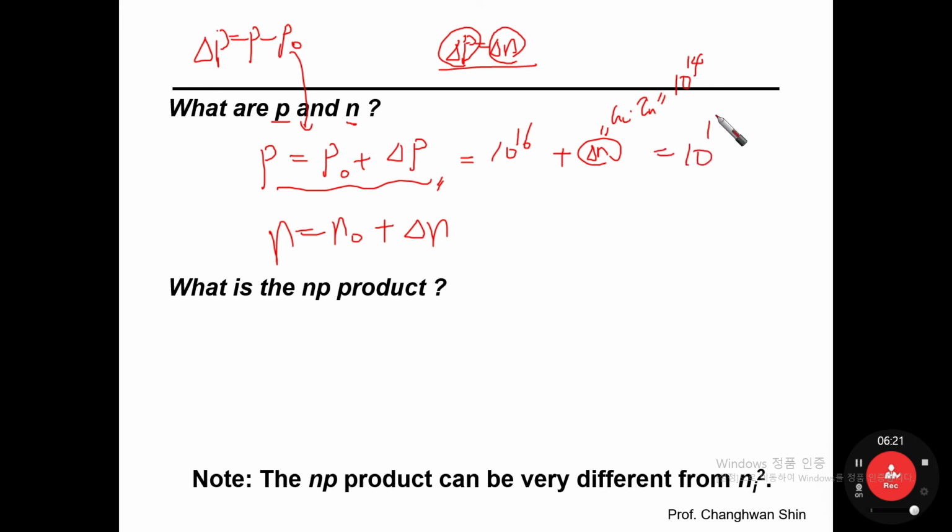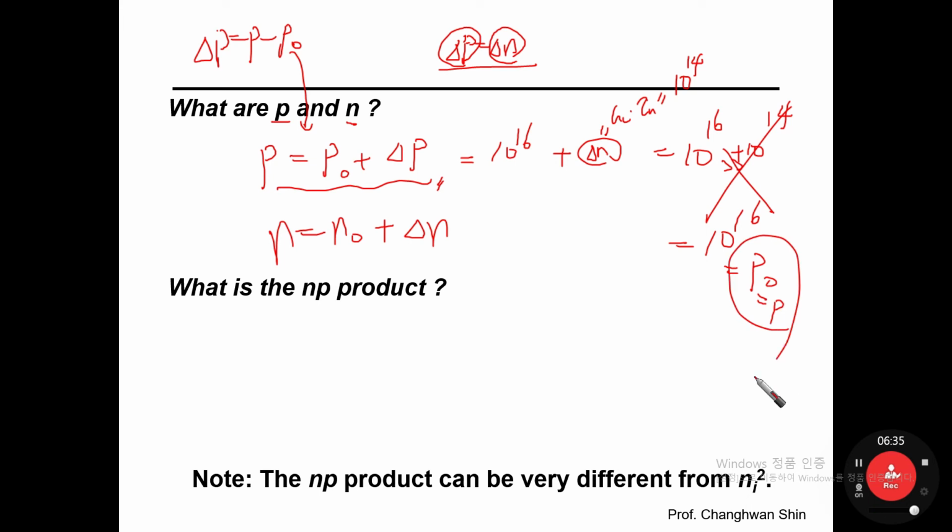So 10 to the 16 plus 10 to the 14. That is, 10 to the 14 is 100 times smaller than 10 to the 16, so you can ignore this number. And the answer is 10 to the 16. 10 to the 16 is P naught, so that is P. The majority carrier concentration in the P-type silicon sample has not been affected significantly by the light.